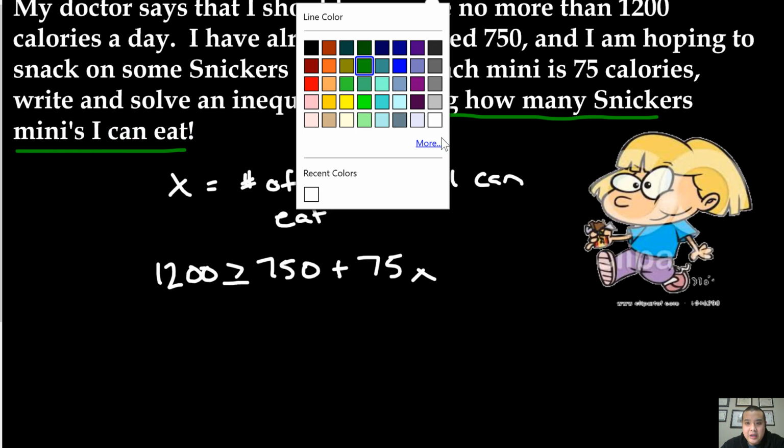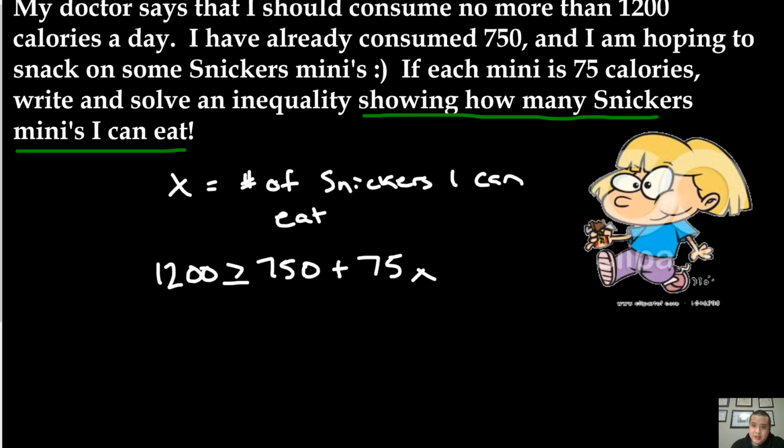So, as a result, we can eat no more than 1,200 calories a day. Okay, but that means we can eat exactly 1,200 calories a day. So therefore, we're going to use 1,200 is greater than or equal to 750 plus 75x. Okay, so this side, the right-hand side, is how many we actually eat, and the other side is the goal. Okay, we want to eat exactly this amount or less. So this is our goal.